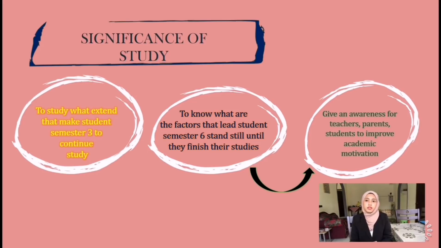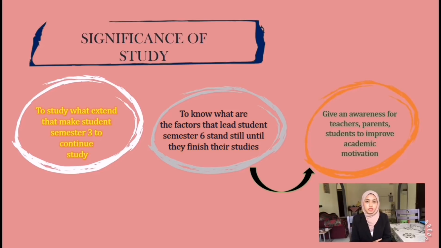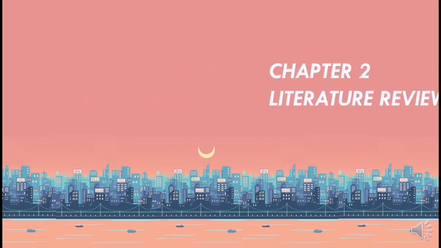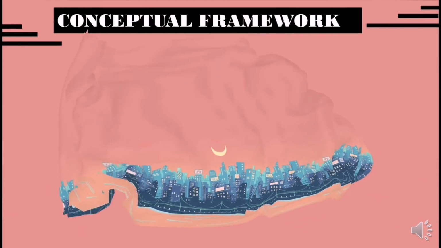So why did we do this research and choose this topic? It is because we want to know the extent to which students in semester 3 continue their studies. The second is we want to know what factors influence students from semester 6 to stand still until they finish their studies. And the last is to give awareness to teachers, parents, and students themselves on how to increase academic motivation. So we move to the next chapter, which is the literature review.